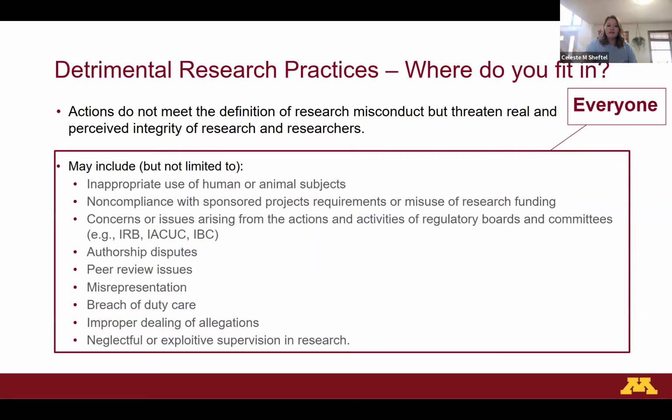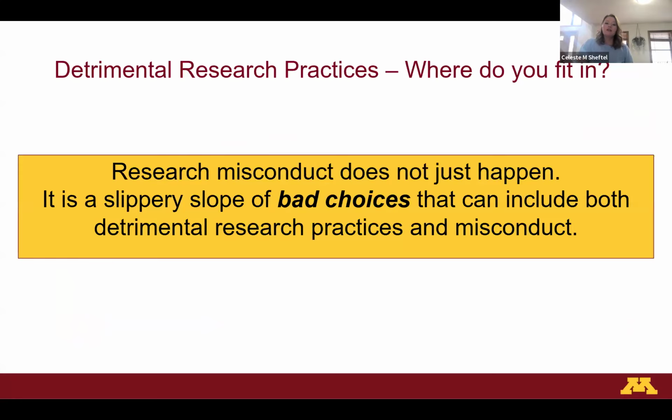But ultimately, detrimental research practices, everyone in the research community who supports research may have access and see some of these happening. And so really understanding what detrimental practices are and acknowledging them when they happen can stop it from progressing into research misconduct. And ultimately, research misconduct does not just happen. It's a slippery slope of bad choices that can include detrimental research practices as well as misconduct.